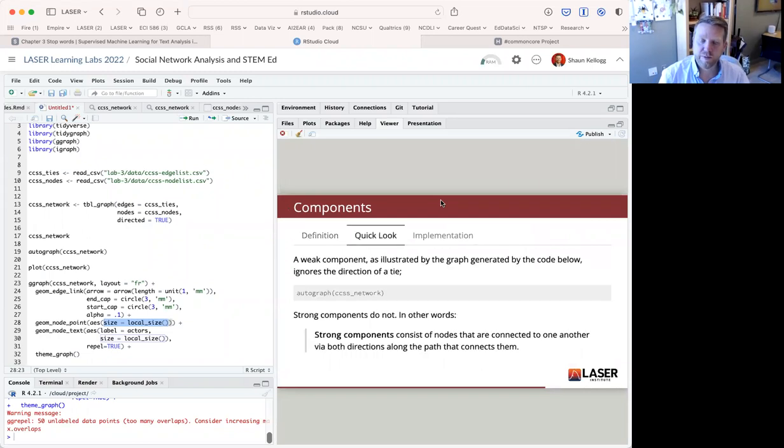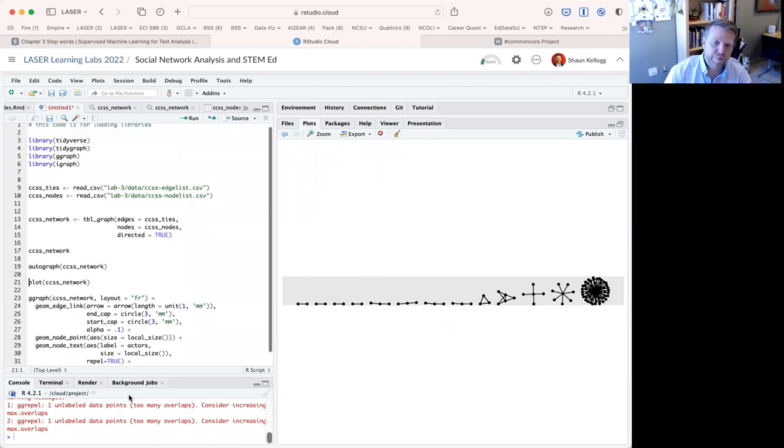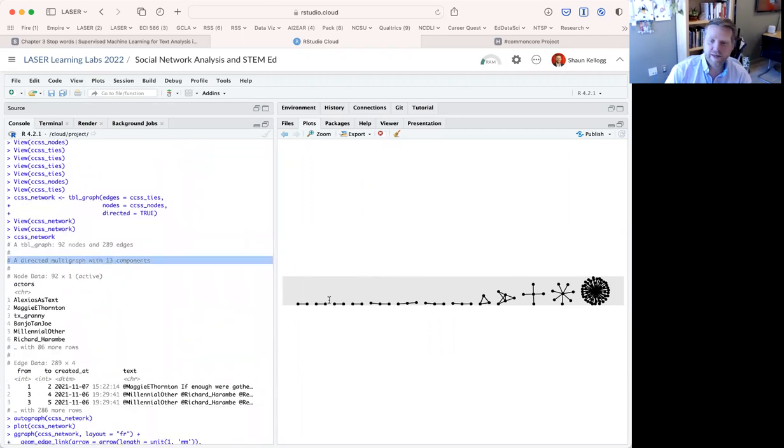So now we're going to do some components. Oh, I went ahead of myself. Sorry. The autograph function will lay out your graph and show you each of the components right next to each other, which you just saw. I'll show that one more time. It arranges the components by size too. If we go back up here, we can see that our graph has 13 components, and there's each of the components. Remember, a component is the simplest definition in network analysis of a group. But components can also be meaningful in and of themselves, to see where people within this larger network are isolated amongst each other.